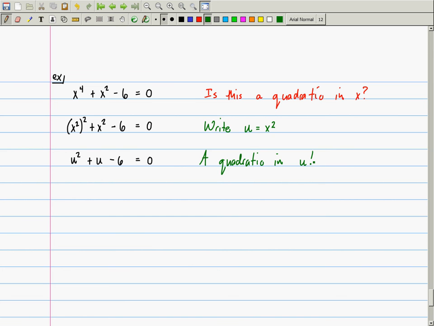I gave you an equation. Was it a quadratic? No, it wasn't a quadratic. However, because I made an observation that I could write U as X squared and then rewrite the equation in terms of U, that's a quadratic. So we reduced the given equation to a quadratic equation. That's why this section is called equations reducible to quadratics. So now, here is a quadratic in U.